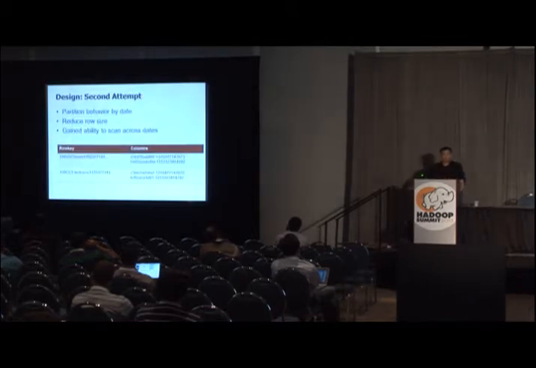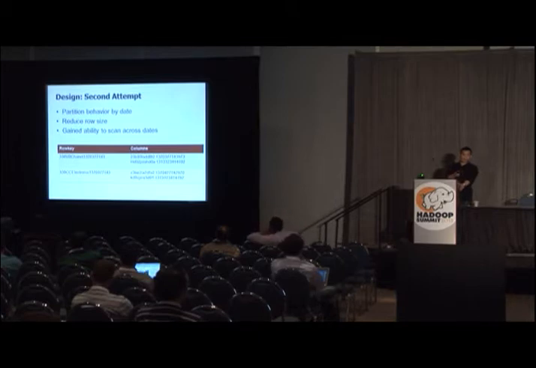So we tried again, second attempt. We know that the row size is very large, so how do we get around that? One way to get around that is to partition it by date. So we add a timestamp to the end of each row key at a day granularity. What it does is that it reduces the row size, and we gain the ability to scan across dates. So we can answer questions like, which users have performed this behavior between May 1st and May 7th? And that is just an HBase scan, and it runs very quickly. So now we push the timestamp into the row key, but in the columns, everything else stays the same.